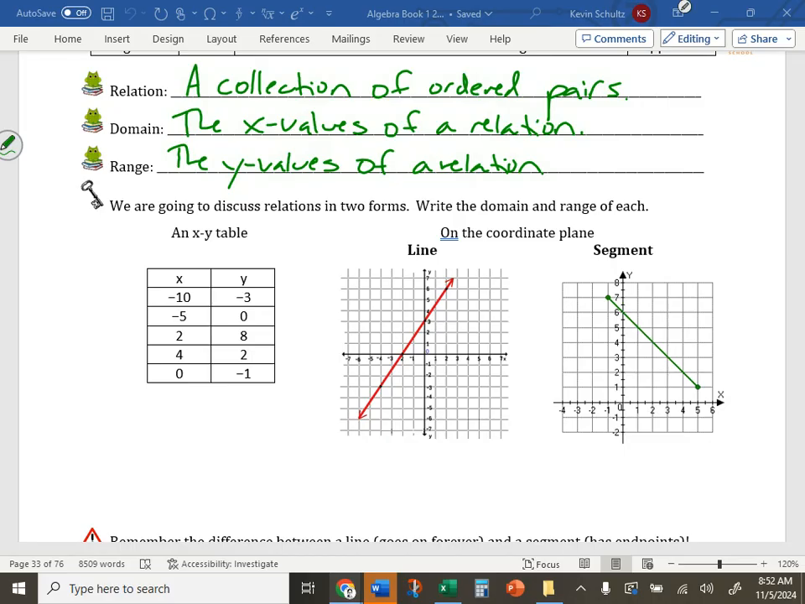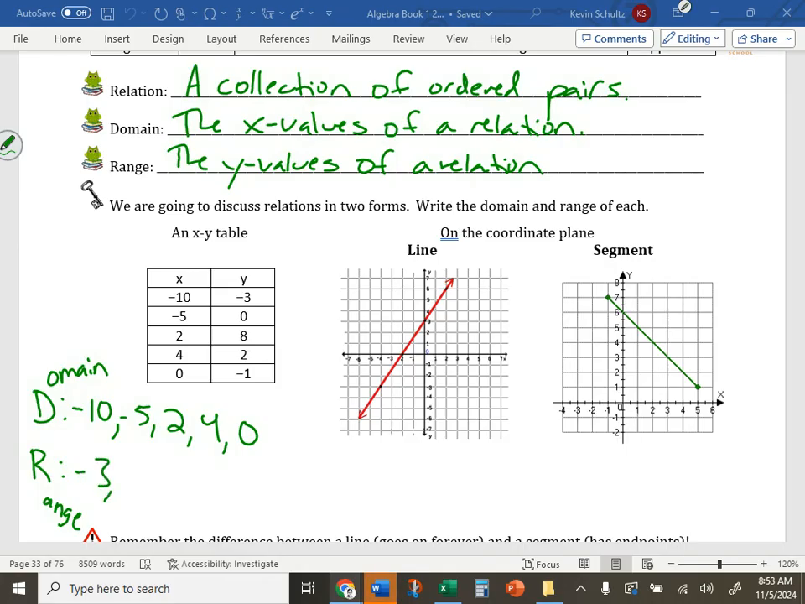So for an XY table, the domain, what are the x values included in this relation? Henry? -10, -5, 2, 4, 0. An XY table is nice because it gives them to you. You're essentially just regurgitating what that x column is, right? The range of the table, D is the domain, R is the range until they become familiar with those. What would the range of that relation be? Kyle?